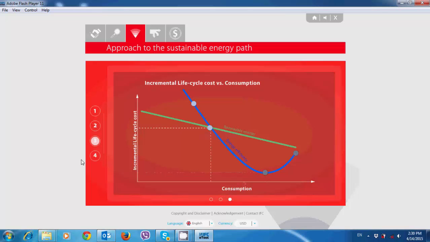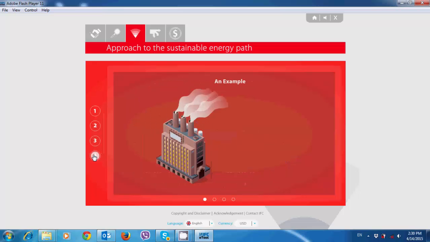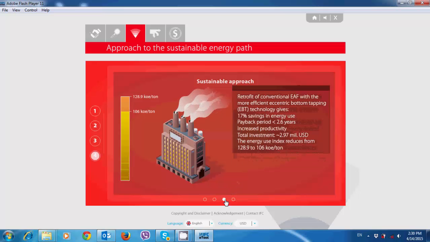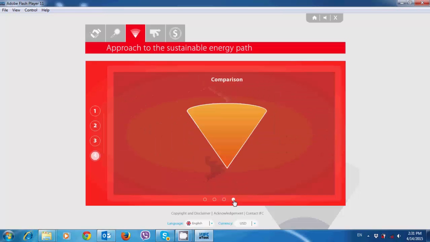At a certain point, energy efficiency measures become more expensive than renewable energy technology in order to save or avoid a unit of energy. A steel billet manufacturing unit plans to adopt energy-saving measures to reduce the production costs and enhance energy productivity. With application of new and higher energy-efficient technology, huge energy savings can be achieved. By adopting heat recovery measures, further energy-saving targets can be reached. And finally, let's see the benefits of adopting a step-by-step approach.